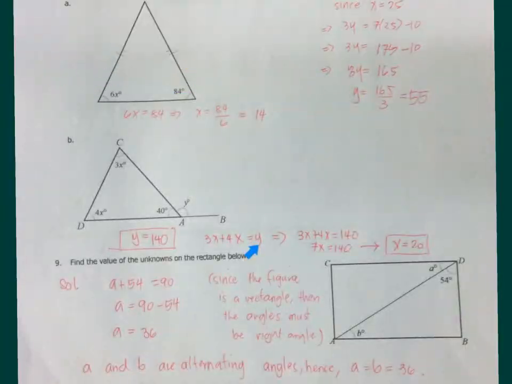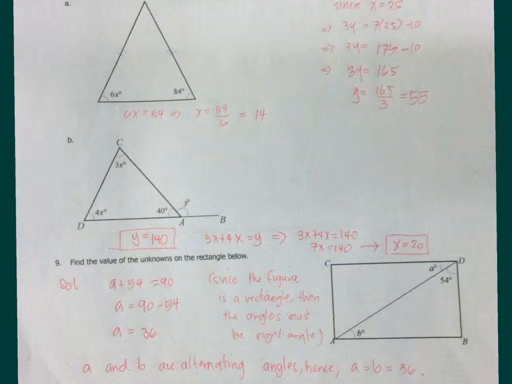Knowing that y is 140, this will be changed now by 140, and we have 3x plus 4x equals 140. As you can see here, 3x and 4x together will be 7x, and then equals 140. Then divide both sides by 7, you get x equals 20.